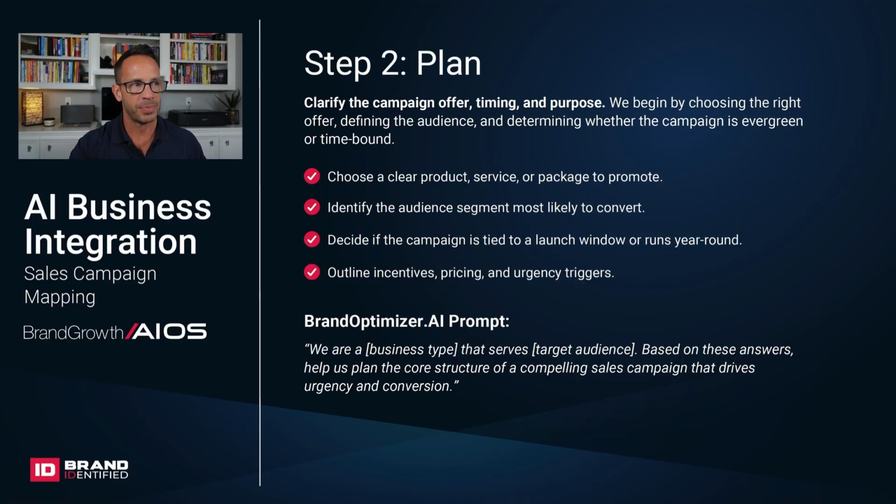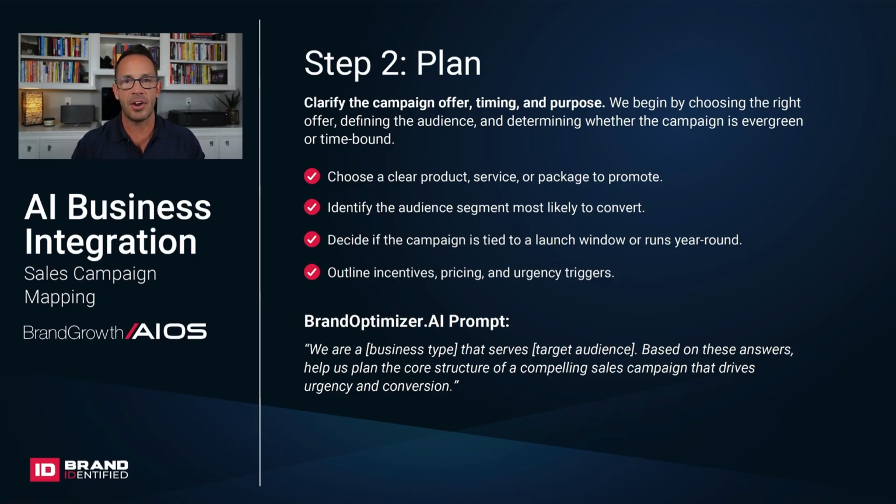So step number 2 of this framework is to plan. Clarify the campaign offer, the timing, and the purpose. We begin by choosing the right offer, defining the audience, and determining whether the campaign is evergreen or time-bound. So choose a clear product, service, or package to promote. Identify the audience segments most likely to convert. Decide if the campaign is tied to a launch window or if it's going to run year-round, and then outline the incentives, the pricing, and the urgency triggers.